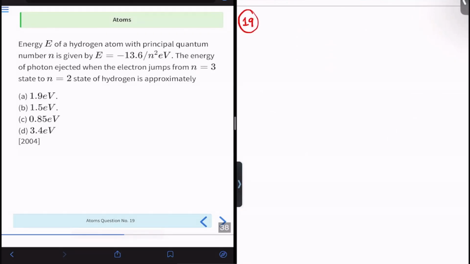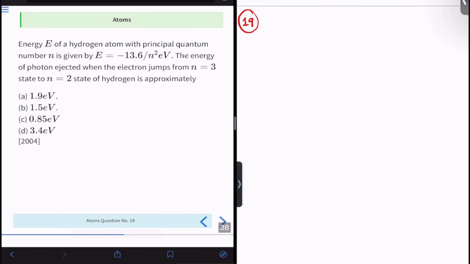Question number 19 says, energy of a hydrogen atom with principal quantum number n is given by E equal to minus 13.6 upon n square electron volt. The energy of the photon ejected when the electron jumps from n equal to 3 to n equal to 2 state of hydrogen is approximately what?